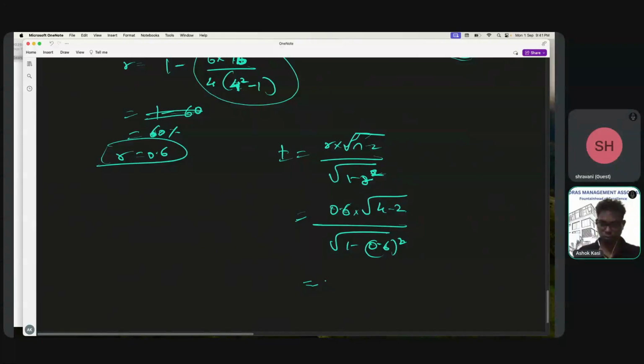So 2 to 0.6. The numerator is right. Then square 0.80. 1 point, I'm getting 1.06. Have you got this number? Correct, no? Yeah.